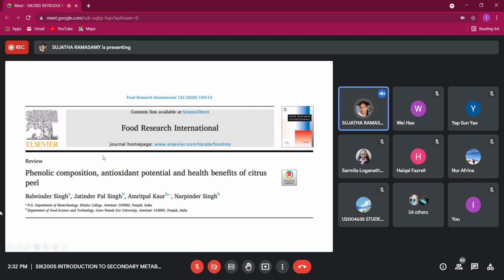In this example, this phenolic composition, antioxidant potential and health benefit of citrus peel. Citrus, kita refer kepada semua kaum kerabat limau. Okay, and this work is done on the skin or the peel of the citrus. They look at what are the different phenolic and whether it have a good antioxidant potential or not. And after they have done the research, they publish this in this journal, Food Research International, and the publication is in the year 2020. Quite recent. Try to read the most recent article. So this done by a group of researcher from Khalsa College from Punjab, India.